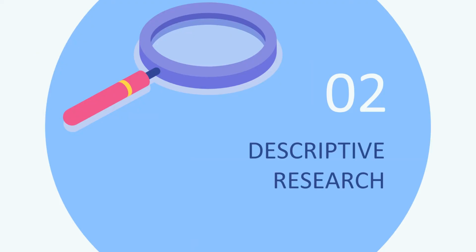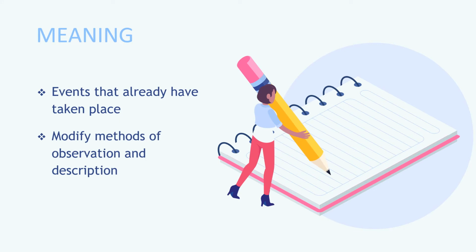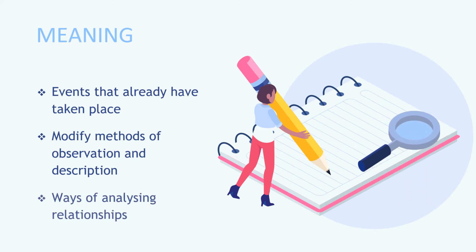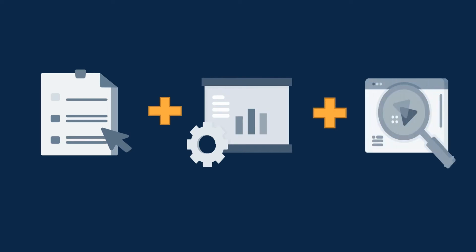Descriptive research. It involves events which have already taken place. The researcher only manipulates his methods of observation and description. He also changes the ways of analyzing the relationships. Descriptive research involves gathering of facts, tabulation of data, and analysis and interpretation of data.